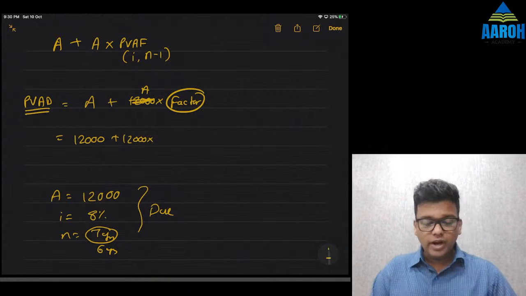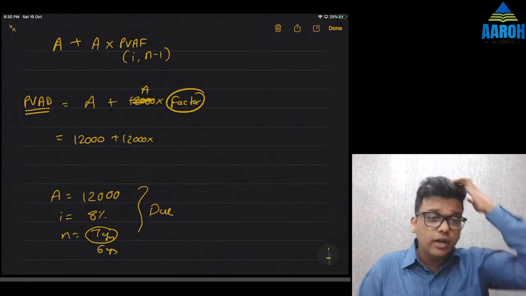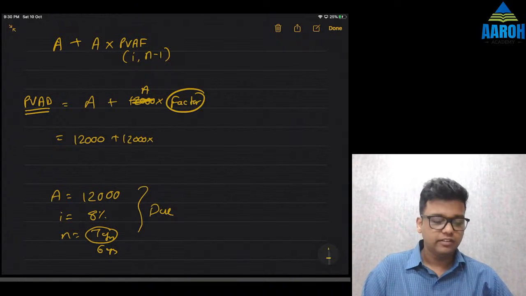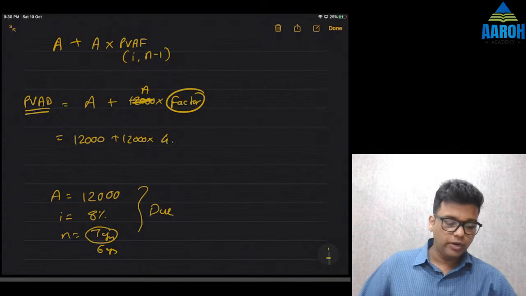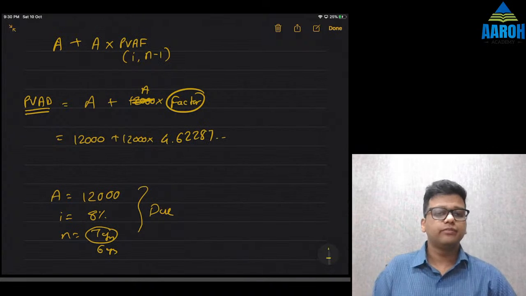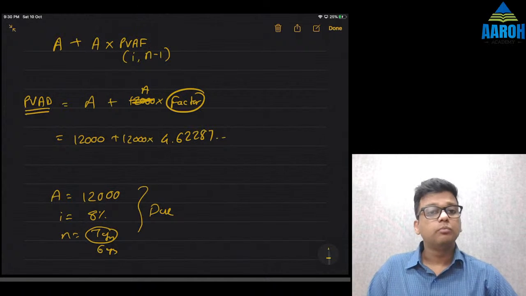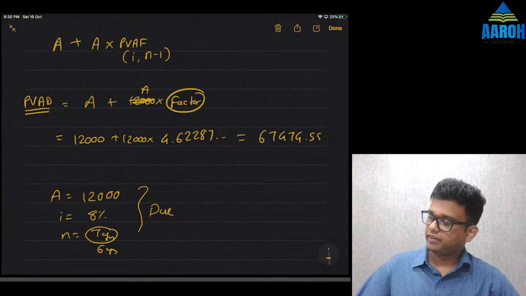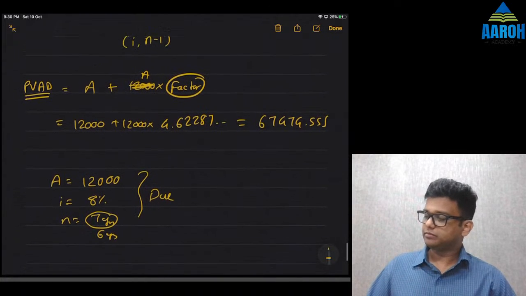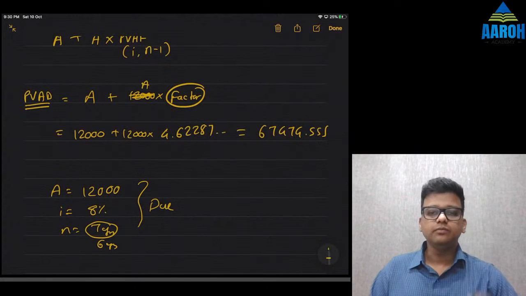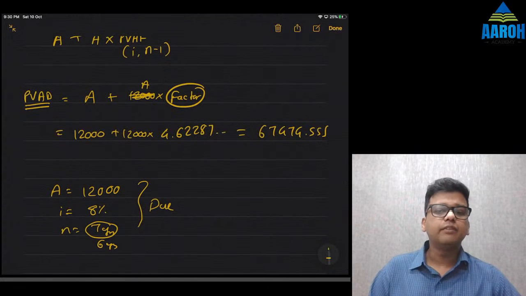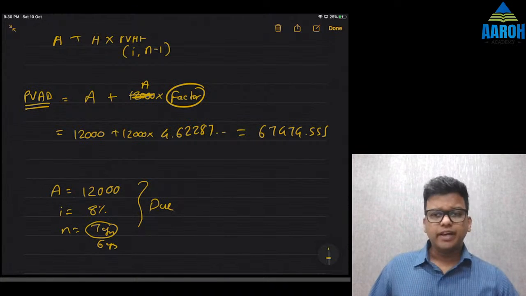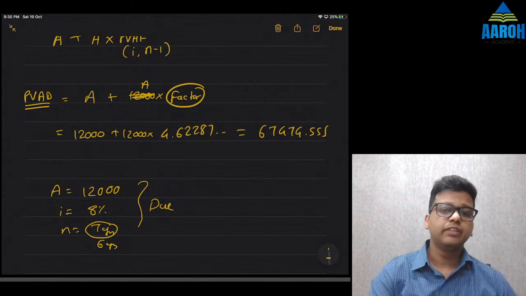How do we calculate factor? 1 divided by 1.08, then equal to not 7 times, equal to 6 times. Then GT, that should give you 4.62287 something something. Then into 12,000 plus 12,000, that should be the answer. So answer should be 67,474.555. Check. This should be the answer, present value of annuity due. So present value of annuity due can be calculated like this. Let me know if everyone has understood.